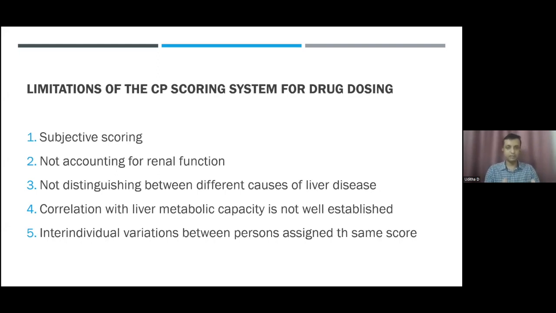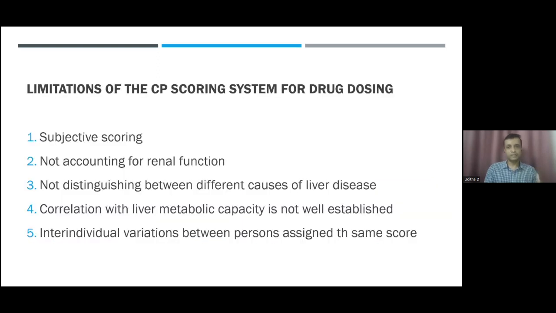And of course, the correlation of the Child-Pugh scoring system with the liver's metabolic capacity, or the actual capacity of the liver, is not well established, obviously, because it's very difficult to define. And even if you take patients who have the same Child-Pugh score, there are multiple inter-individual variations. So it's very difficult to generalize to all patients with a similar score.